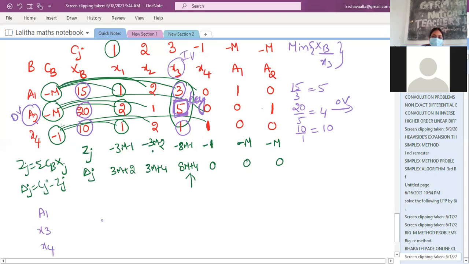So next in second table, we have to modify this key element as 1. For this, we have to divide key element row by key element. So 20 by 5. In CB, what is the CB? CB is cost of basic variable. So A1 cost is CB values. We take CB values from CJ. So A1 cost is minus M, X3 cost is 3, X4 is minus 1.